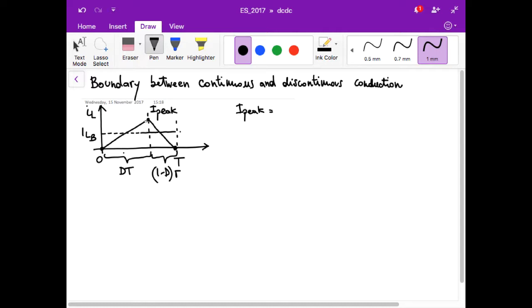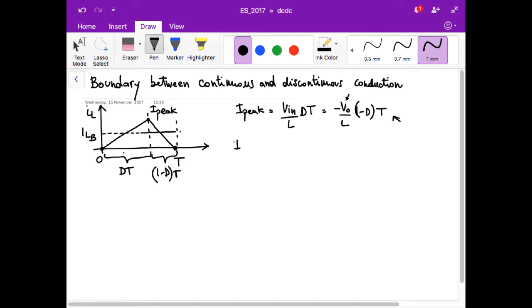The peak current can be computed by considering the upper side. So for example, V in over L times dT, or minus VO over L times 1 minus d times T, considering this slope. This slope is VO over L, and the time is 1 minus d times T. So we can use this expression or the other expression. Probably this is more convenient because we already have a dependence on VO.